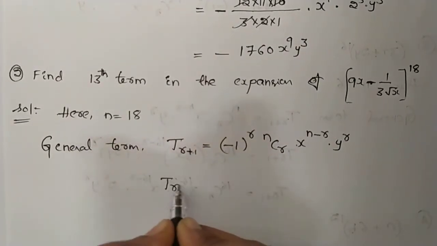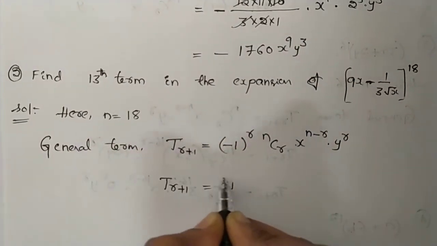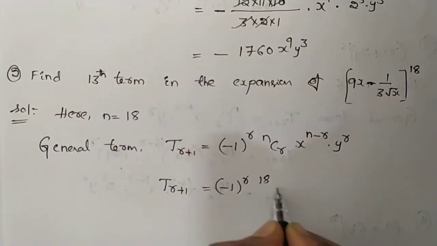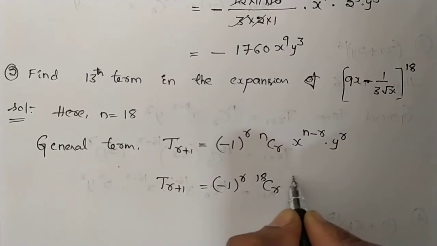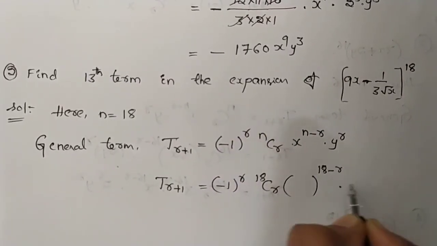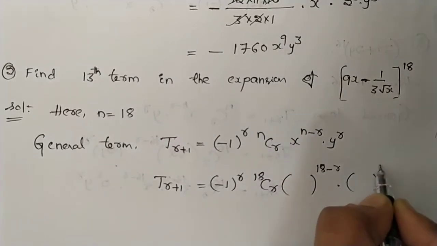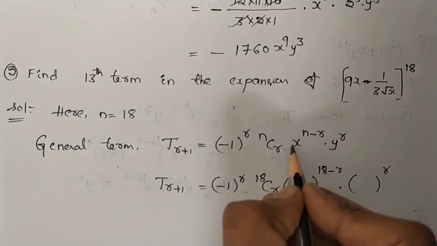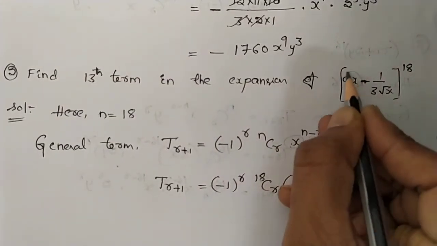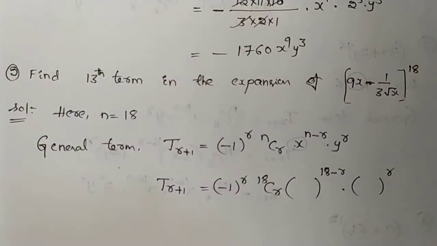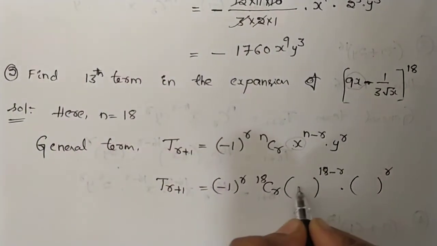Next, T(r+1) equals (minus 1) whole power r, in place of n we have 18Cr, into x power n minus r, that is 18 minus r, into y power r. So in place of x, what we have is 9x.